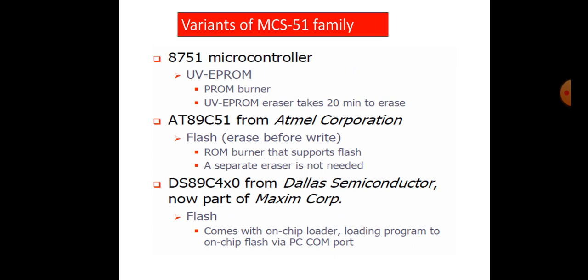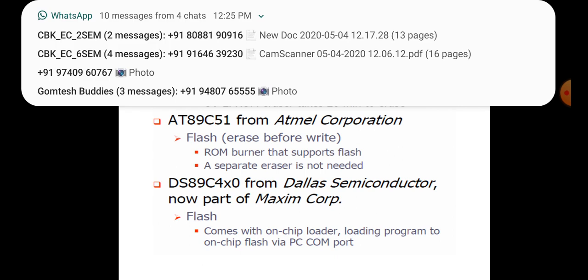Then we have the DS89C4X0 from Dallas Semiconductors, which is now a part of Maxim Corporation. Again, it consists of flash memory and comes with on-chip loader software. Means there is no need of using any specialized thing. Directly the program can be loaded into the flash via the PC COM port.